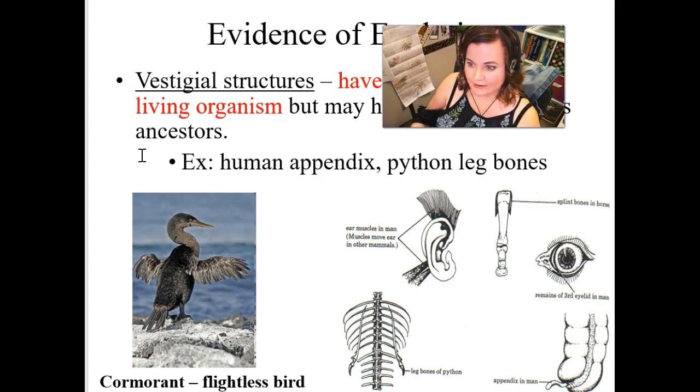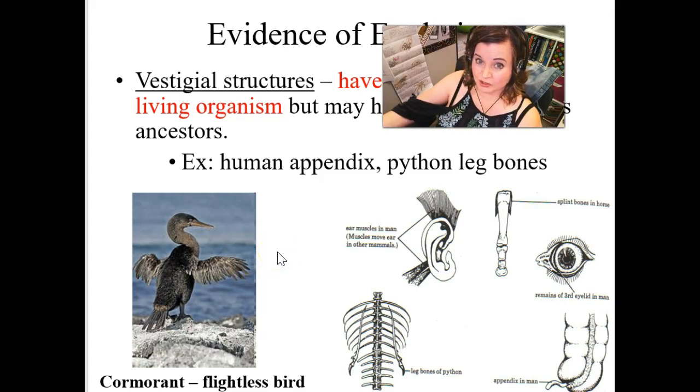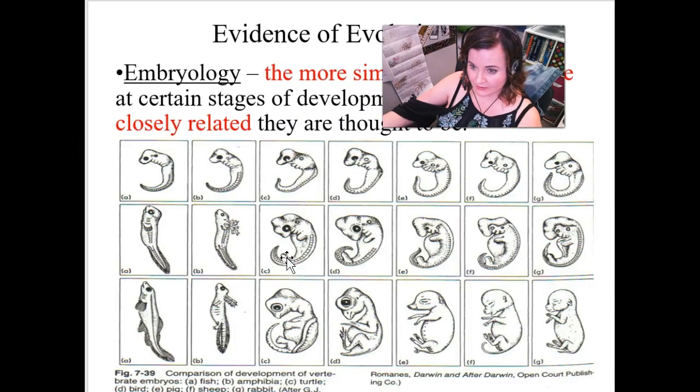Python snakes actually have leg bones that are found inside of the belly of the snake itself. And again, obviously, there's no reason for a python to have leg bones if they don't have legs, but yet they still retain those vestigial structures. So these are more along the lines of retaining non-functional parts that were likely necessary in a common ancestor. The next piece of evidence is embryology.